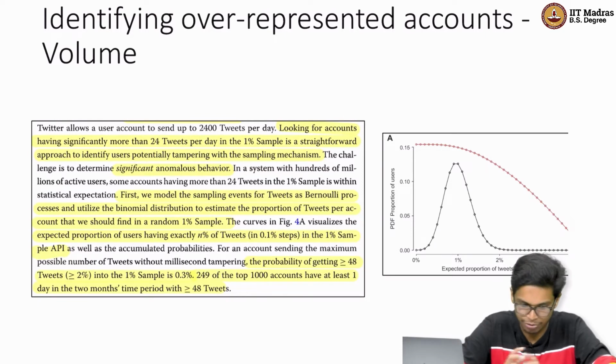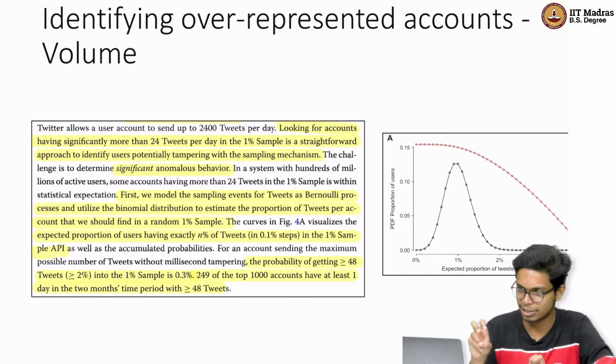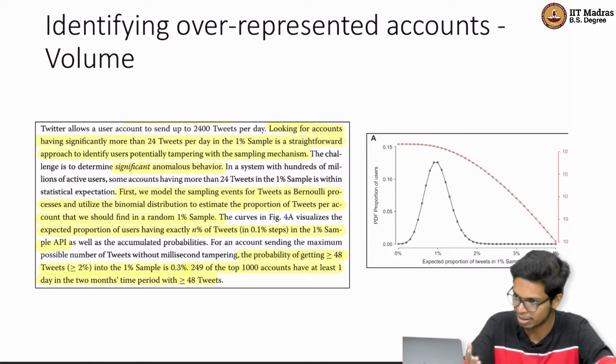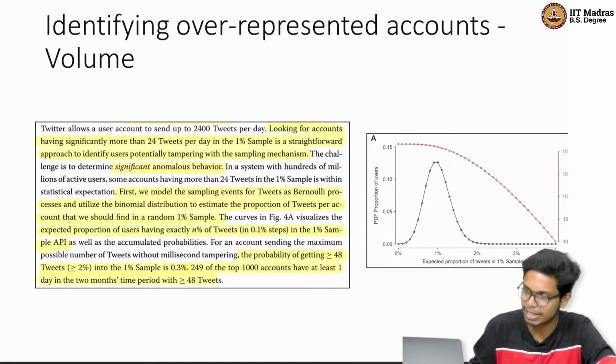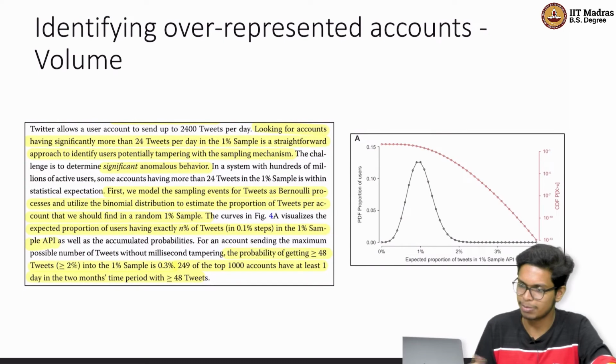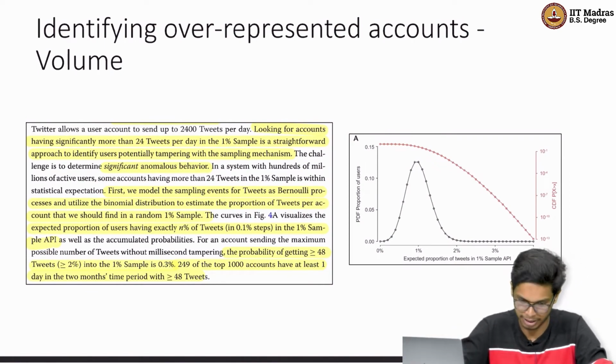Twitter imposes a 2400 tweets per day limit on all its users. You cannot post more than 2400 tweets per day, whatever account you may have, even if you have a verified account. And a very easy way for us to look at these suspicious or overrepresented accounts is, if an account has more than like 24 tweets in this 1% sample, because 1% of 2400 tweets per day would be 24, and if someone is deliberately tampering with the sample API, they would have more than 24 tweets in this 1% sample. And to do this mathematically, they just fit a very simple binomial distribution, which gives you the probability that this many people have more than 24 tweets in the dump, right?